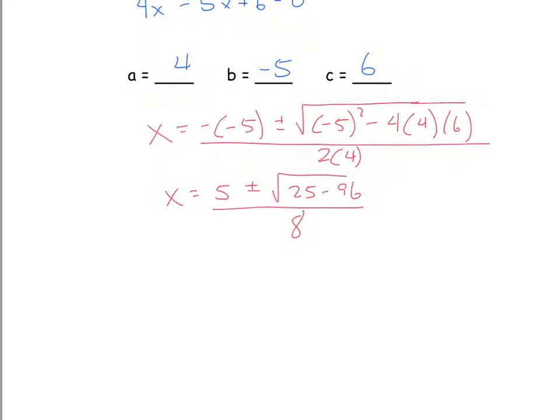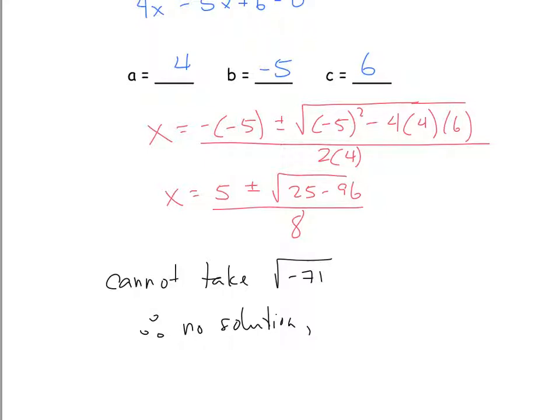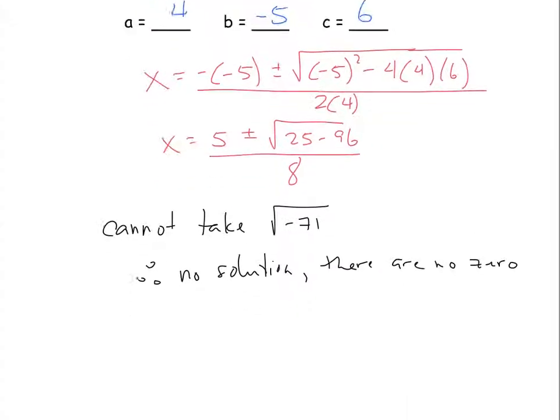So we're going to write that. So cannot take square root of negative 71. Therefore, what happens is there are no zeros. So no solution to this problem, cannot take the square root of a negative. And this means that there are no zeros. And you can just imagine what a graph with no zeros looks like.